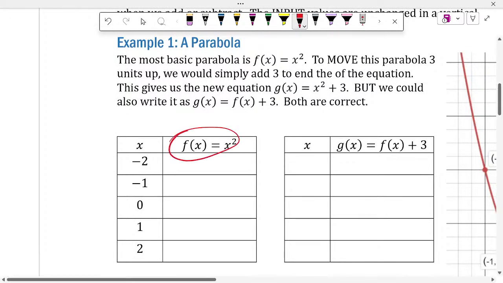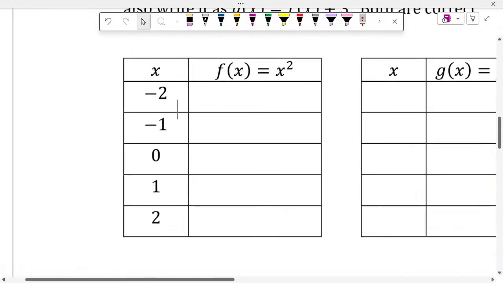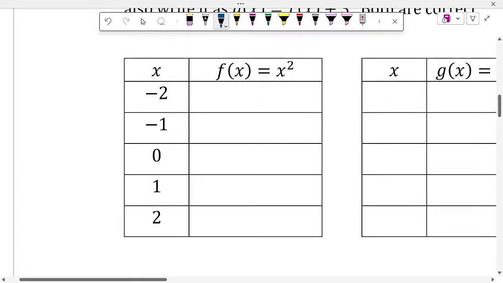x squared. That's the most basic parabola, right? Because what makes something a parabola is that when you take the x value, you square it. Can you do other stuff to it? Add, subtract, multiply? Yeah, sure. But as long as the x is being squared, it's going to give you this parabolic behavior. In other words, it's going to do that loopy bit that parabolas do. So let's work with the most basic parabola, which is f of x equals x squared.